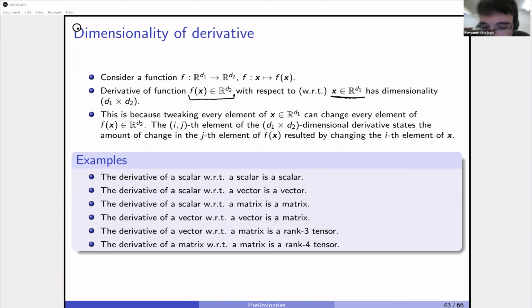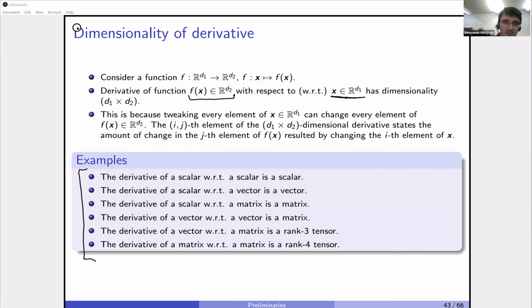Do you understand what it means? So how much effect the change of variable has on the function. Whenever I move that variable a bit, how much effect it has on the function. This is the derivative of that function with respect to that variable, right? So now assume the function is D2 dimensional and the variable is D1 dimensional. The derivative will be a D1 by D2 matrix.